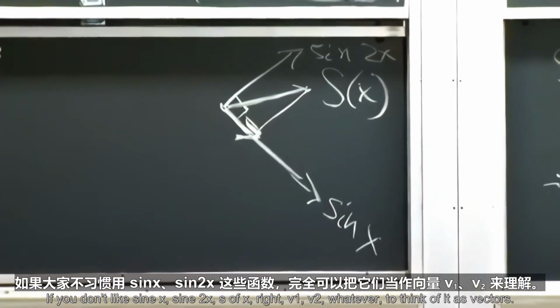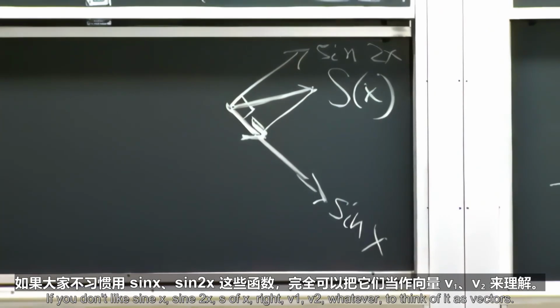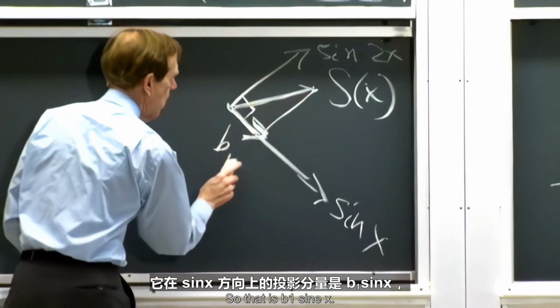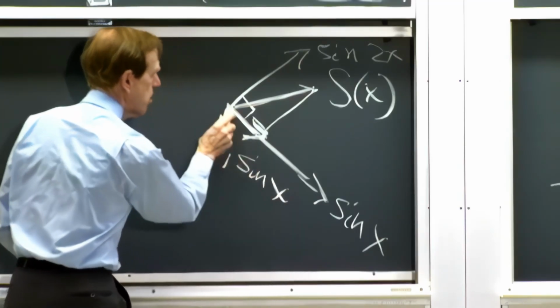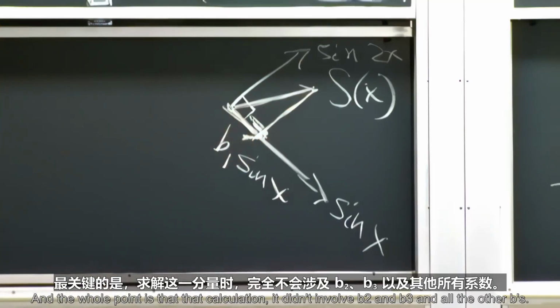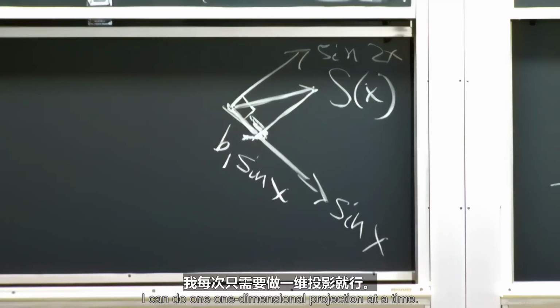It's the projection of my function on that coordinate. If you don't like sine x, sine 2x, S of x, write v1, v2, whatever, to think of them as vectors. So that is b1 sine x, the right amount of sine x, and the whole point is that calculation I did not have to do. It didn't involve b2 and b3 and all the other b's. When I'm projecting onto orthogonal directions, I can do them one at a time. I can do one-dimensional projection at a time.